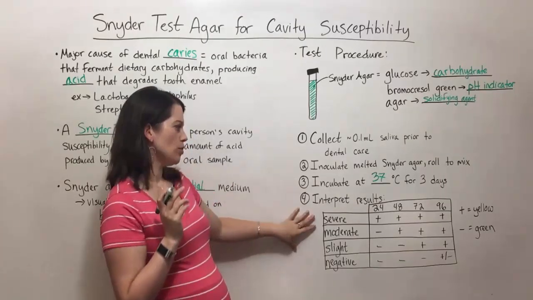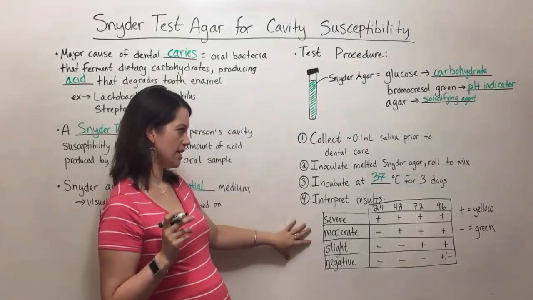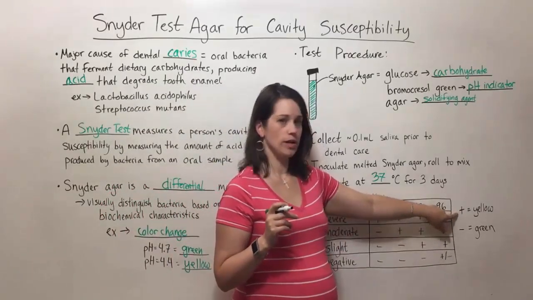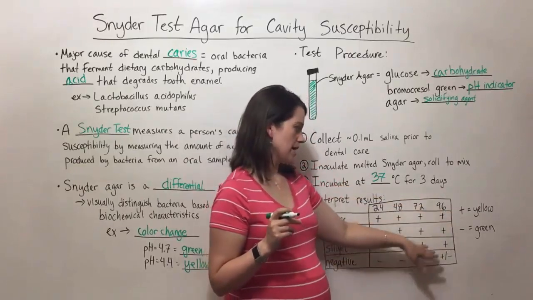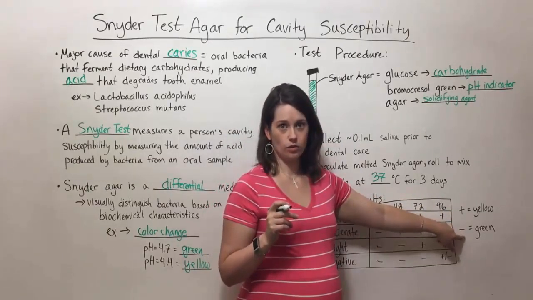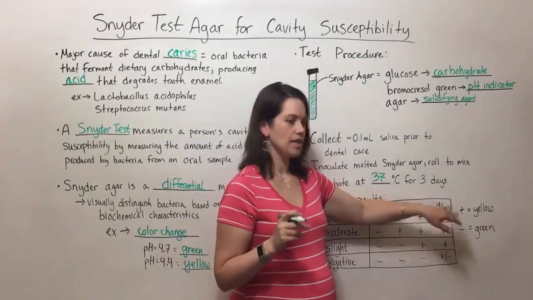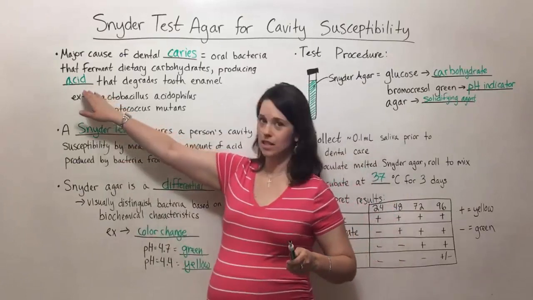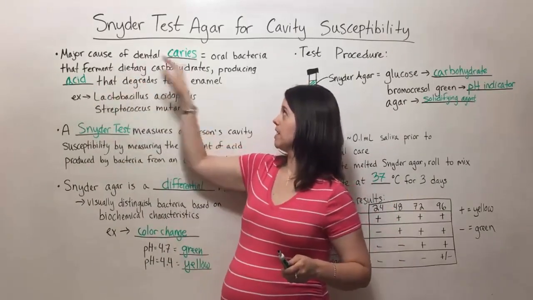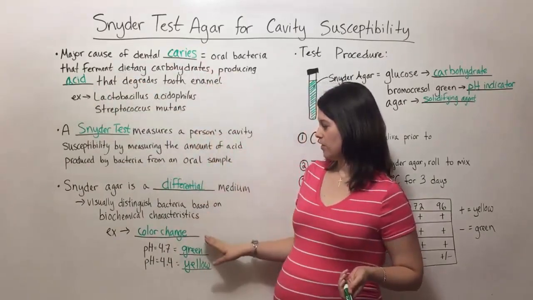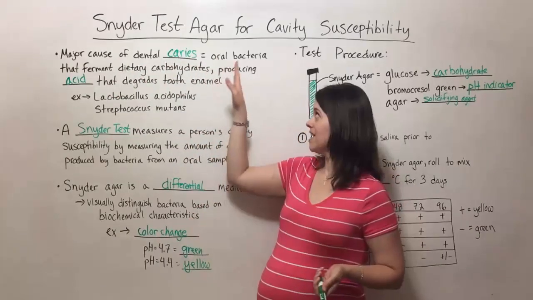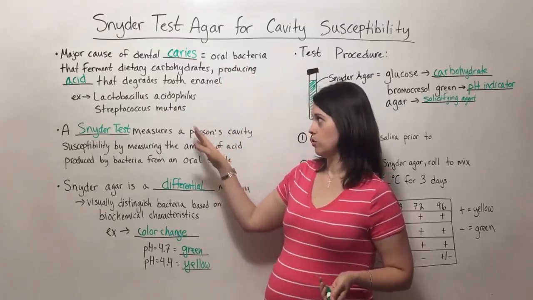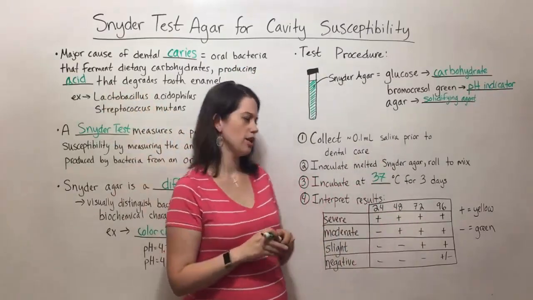And so you interpret the results based on this table. In this table, wherever you see a plus sign, that means that the tube has turned yellow. Wherever you see a minus sign, that means that the Snyder Agar has remained green. And so, of course, yellow means that the pH has fallen to 4.4 or below because of acid production during fermentation by these oral bacteria. And if it's still green, that means there's not enough of that bacteria in the oral saliva sample to create enough acid to cause the color change.